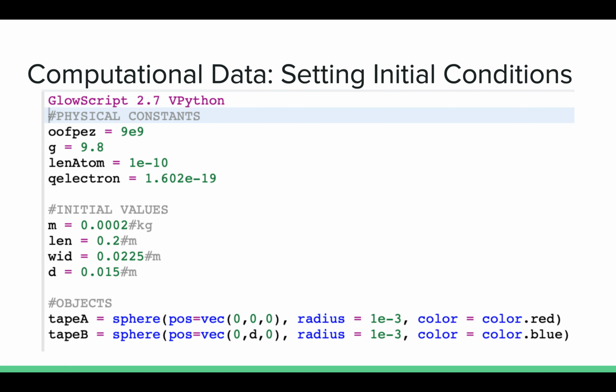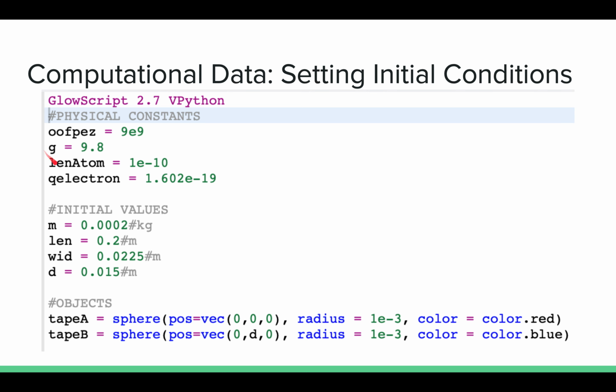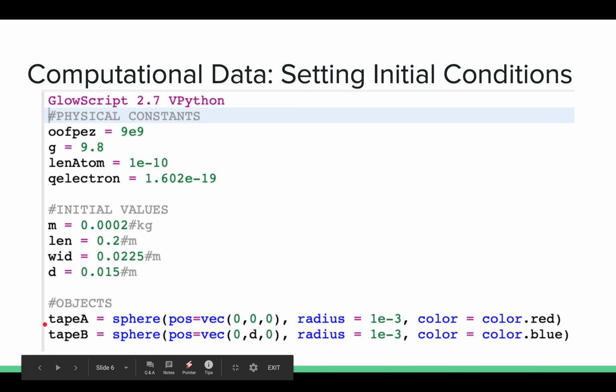I then went on to set some initial conditions in my lab code, where I inputted the physical constants that would be needed in calculation, including the length of an atom and the charge of an electron, and the initial values, which I will show in the next slide. These are the length of one piece of tape that we use, the mass of the tape, which I'll show how we found, the width of the tape, and the distance between the two charged pieces of tape. Right here are the objects that I called tape A and tape B.